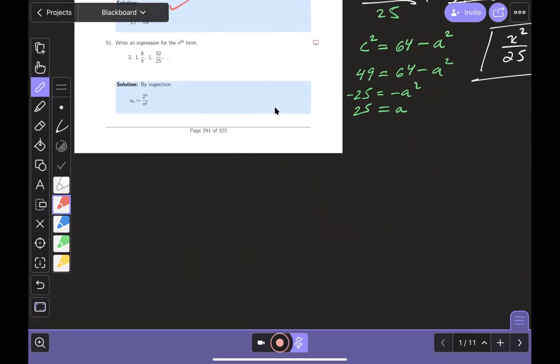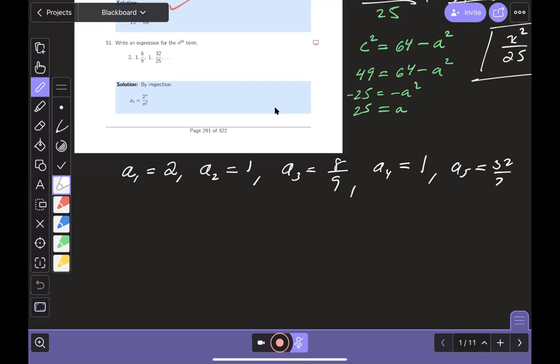Let's take a look at it, and I'll write this down for you. So this is 51, and I'll write down A1 is 2. I'll write down A2 is 1, and I'll write down A3 is 8/9. I'll write down A4, and this looks crazy. I mean, how did that happen? And then, that's 1, it's back to 1 again. And then, I got 1, 2, 3, 4, I got 5 now, right? A5 equals 32 over 25.